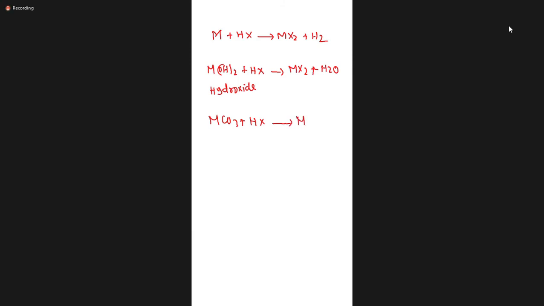Metal halides can be prepared: metal reacts with HX to form MX2 type of halides plus hydrogen gas. Metal hydroxide reacts with HX to give metal halide plus H2O. Metal carbonate reacts with HX to form metal halides plus carbon dioxide plus H2O. This is the preparation of metal halides.